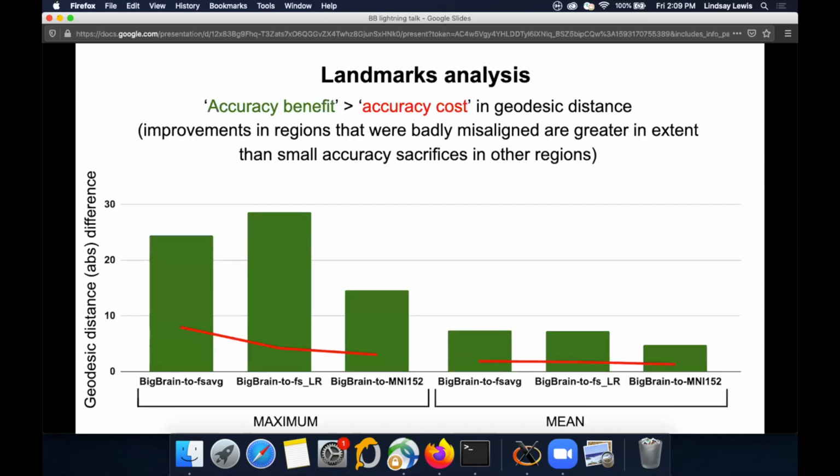Our landmark analysis shows the accuracy benefit here in green is greater than the accuracy cost in red. So another way of saying that is that by using our modified pipeline, as opposed to the standard MSM pipeline, improvements in regions that were badly misaligned are greater in extent than any small accuracy sacrifices made in other regions.